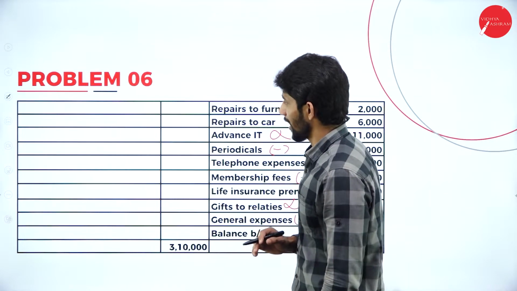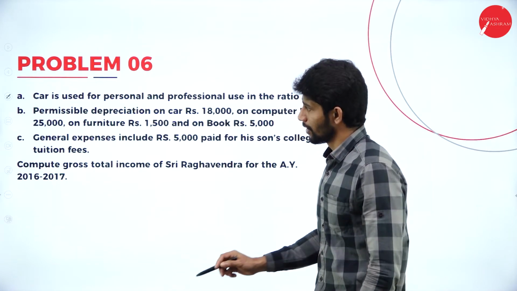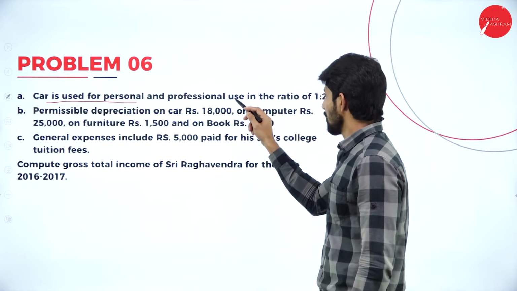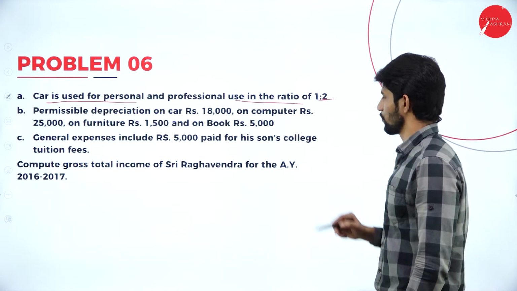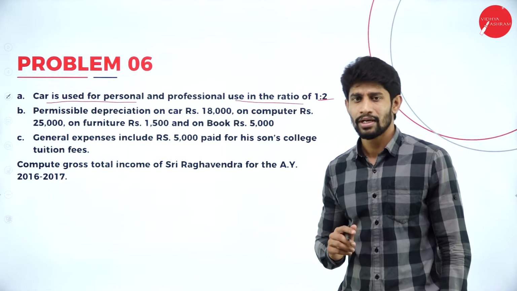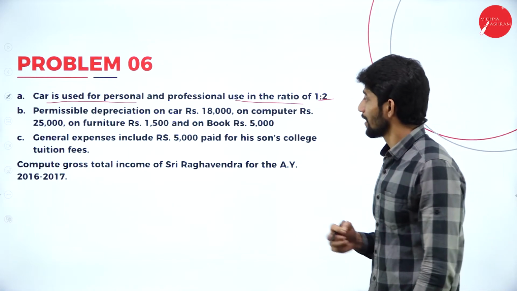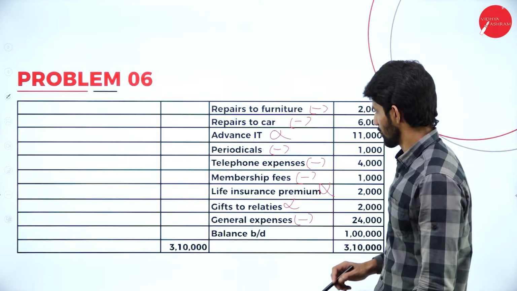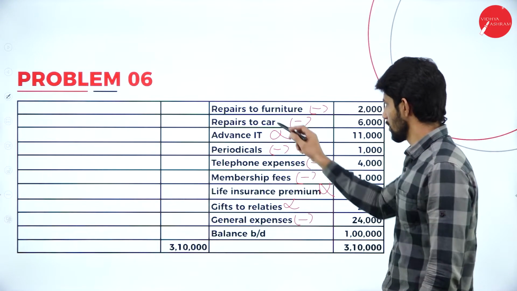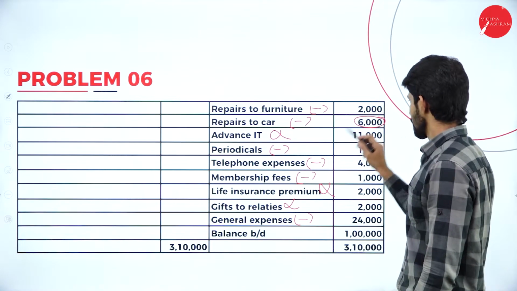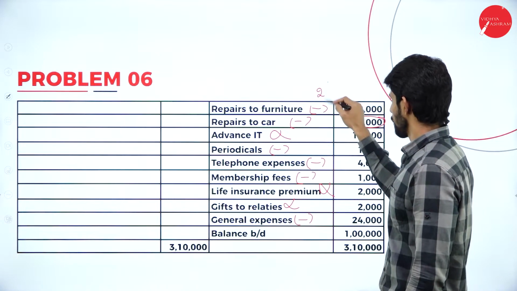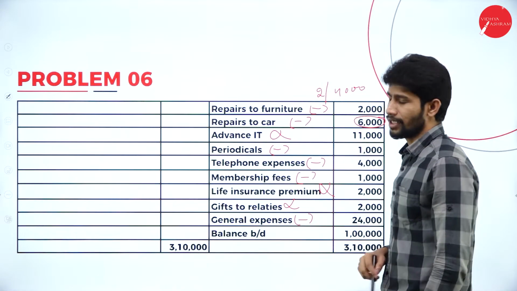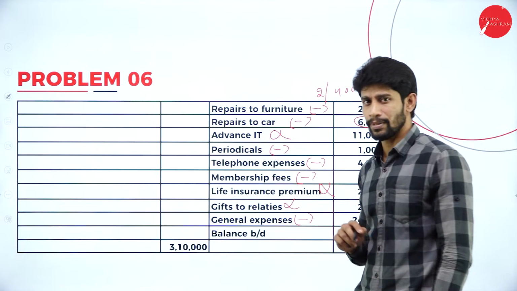Now look into the adjustments given in the problem. First adjustment: the car is used for personal and professional use in the ratio of 1:2. If you look into the car expenses, repair to car is 6,000. In 6,000, 2,000 relates to profession and 4,000 relates to personal. So we will consider only 2,000 rupees as professional expenditure.